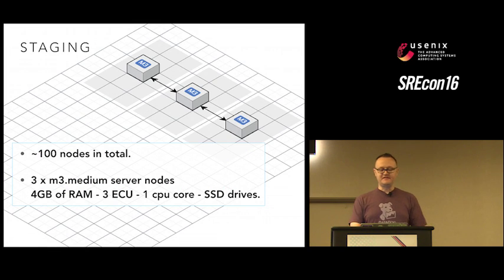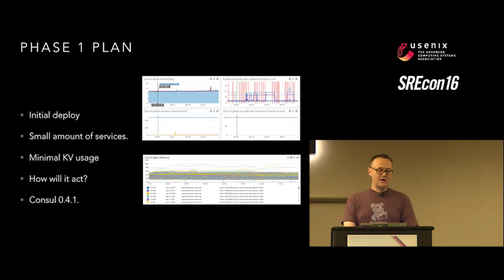So we rolled it out into staging. There were about 100 nodes in staging at that moment, and we used M3 mediums for the server nodes. So phase one was pretty limited. It was only an initial deploy of the server and agent nodes, and we had some limited services, and we're exploring the service catalog.